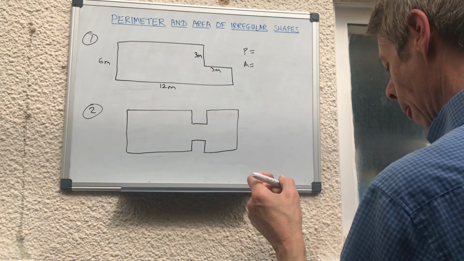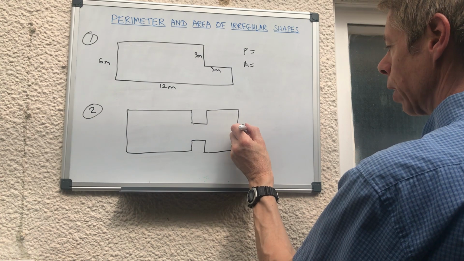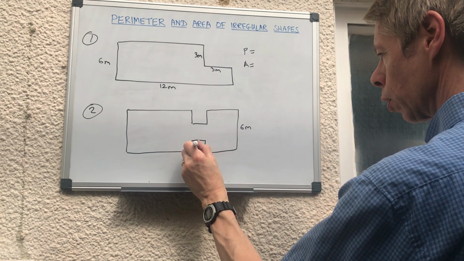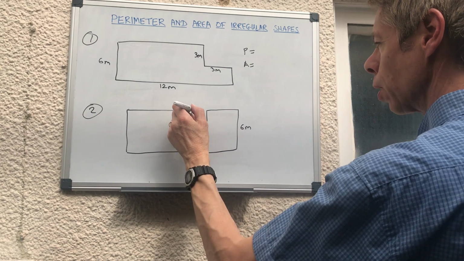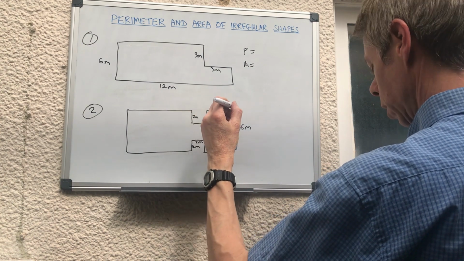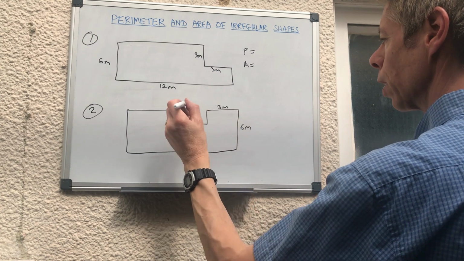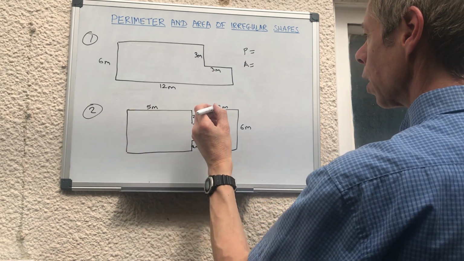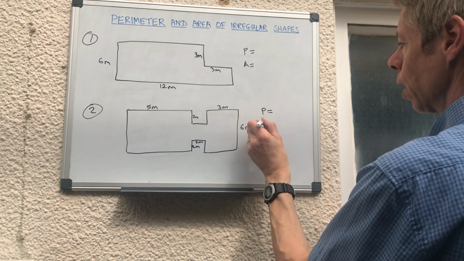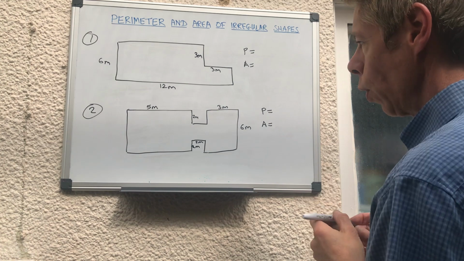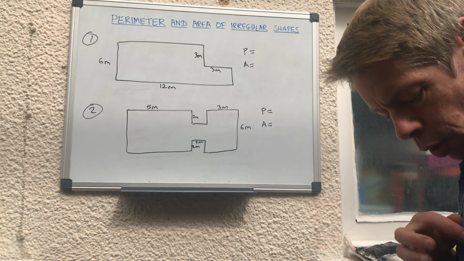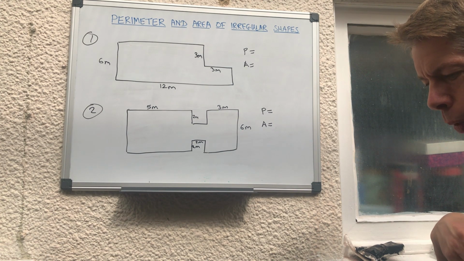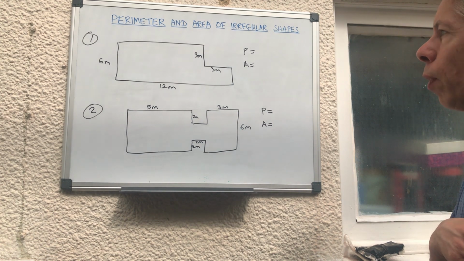Okay, so what we know is that is 6 metres. We know that's 2 metres. We know that's 2 metres. We know that's 2 metres. We know that's 3 metres. And we know that's 5 metres. Okay, so perimeter and area needed for that shape. Okay, so I'm just going to give you a few seconds in case you're a really quick calculator, but you may need to stop the video at this point.